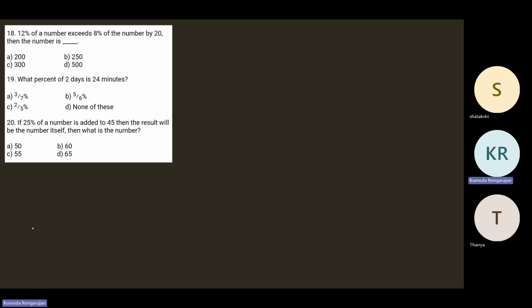If 25% of a number is added to 45, then the result will be the number itself. Then what is the number? So just follow the instruction there. 25% of a number is added to 45. Something is added to 45, so actually, you must write 45 first. There is 45, and 25% of a number, so x, is added to 45. And the result is the number itself, that is x itself.